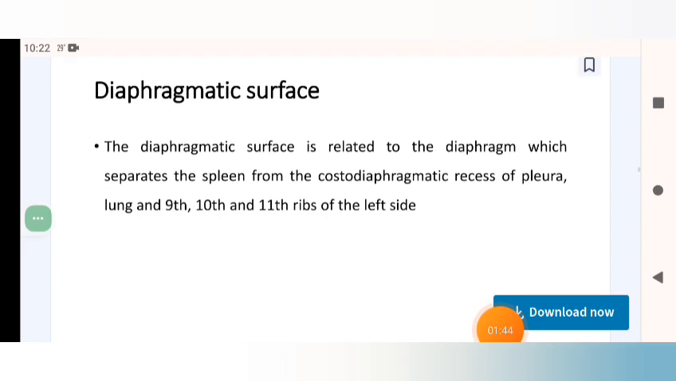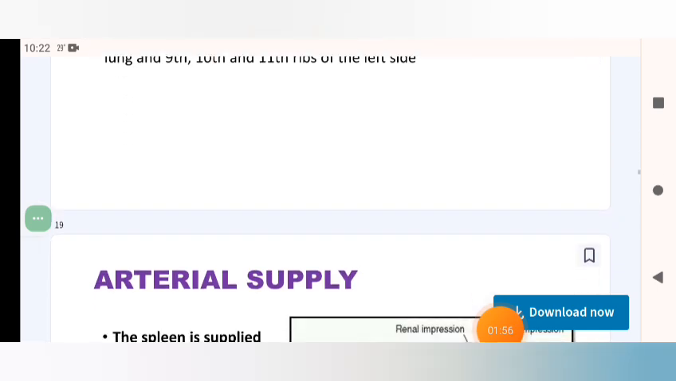Diaphragmatic surface. The diaphragmatic surface is related to the diaphragm, which separates the spleen from the costodiaphragmatic recess of pleura, lung, and 9th, 10th, and 11th rib of the left side.